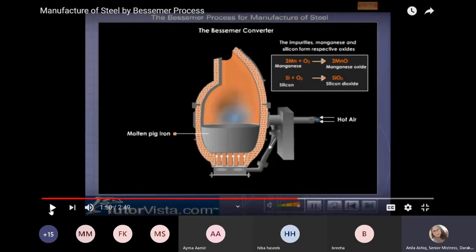So, in the sample they are using, manganese can also be an impurity. So, you can always write down the impurities, which are manganese and silicon, and they can be removed as manganese oxide and silicon dioxide. I repeat, there are two kinds of impurities they are discussing. One is manganese and the other one is silicon, and they can be removed as manganese oxide and silicon dioxide.